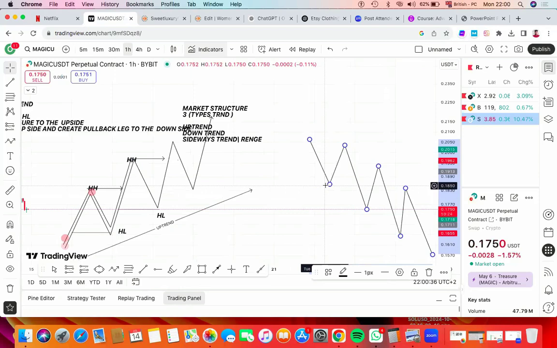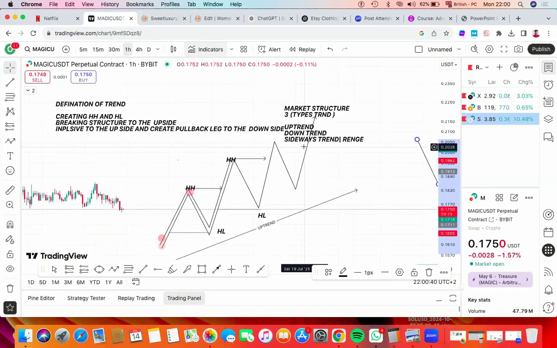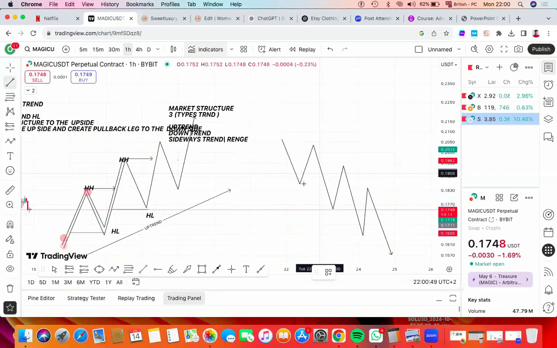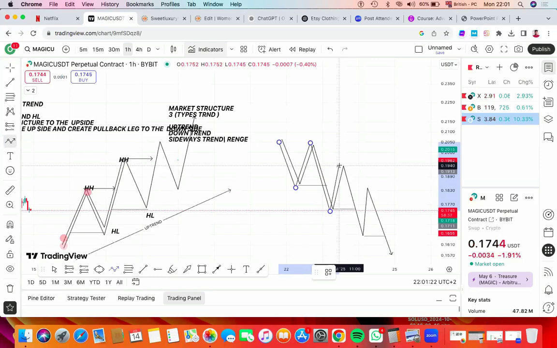Market creating, firstly, market will be breaking structure to the downside. When you see market creating this, creating impulsive move to the downside, a pullback leg to the upside, impulsive move to the downside, a pullback leg to the upside, impulsive move to the downside, and pullback leg to the upside. This is a downtrend.